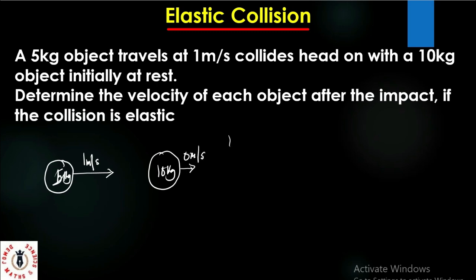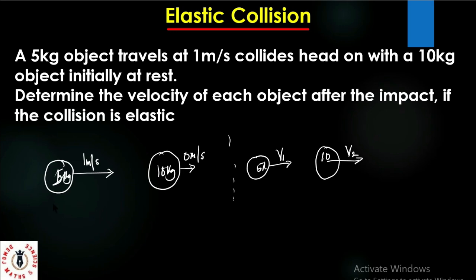Now, we have to determine the velocity of each object after impact. After impact is virtually after collision. After collision, the 5 kg ball will either gain velocity or lose velocity, so we'll call the velocity v1. And likewise, the 10 kg ball will actually gain velocity because we expect it to move, so we'll call the velocity v2. Here's the 10 kg ball. Now, both before collision and after collision, there exists momentum and kinetic energy.